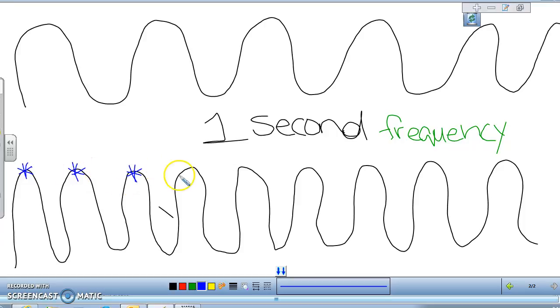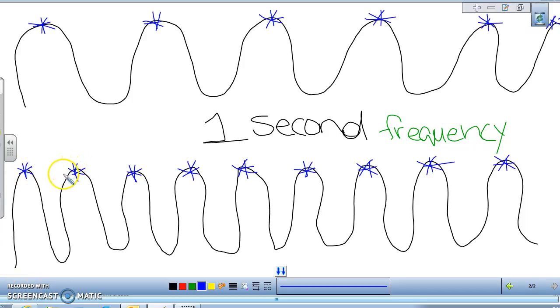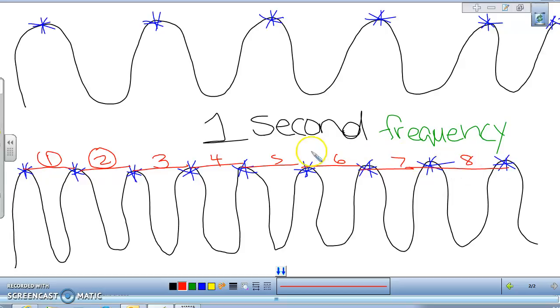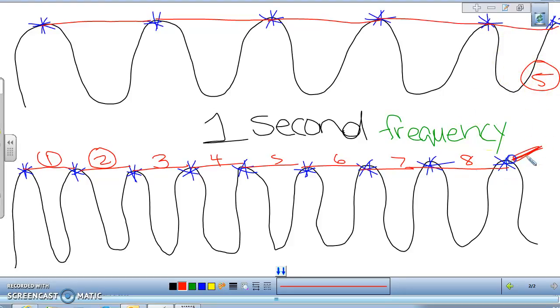Then from here to here, here to here. And if I keep going and label all of the crests, you can see how many waves are actually occurring. So from here to here, that's one wave. This would make 2, 3, 4, 5, 6, 7, and 8. So in 1 second, this transverse wave had 8 waves, whereas this one had 1, 2, 3, 4, and 5. So again, this one down here had a higher frequency because the waves are occurring more frequently.